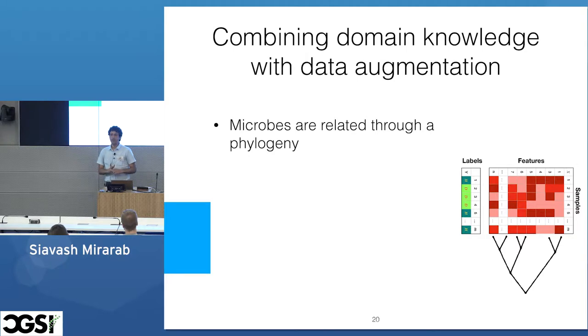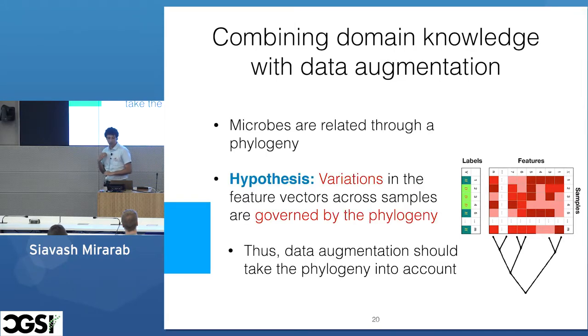So now we wanted to think about phylogeny. And the way to think about the phylogeny is that it's really just a tree that gives you the relationship between your features, in this case, right? Your features are species. The phylogeny is the evolutionary relationship between the features. And the hypothesis that we worked on there was that whatever variation you see in your features, the variation from one sample to another in values of these features, is a function of the phylogeny, is governed by the phylogeny.